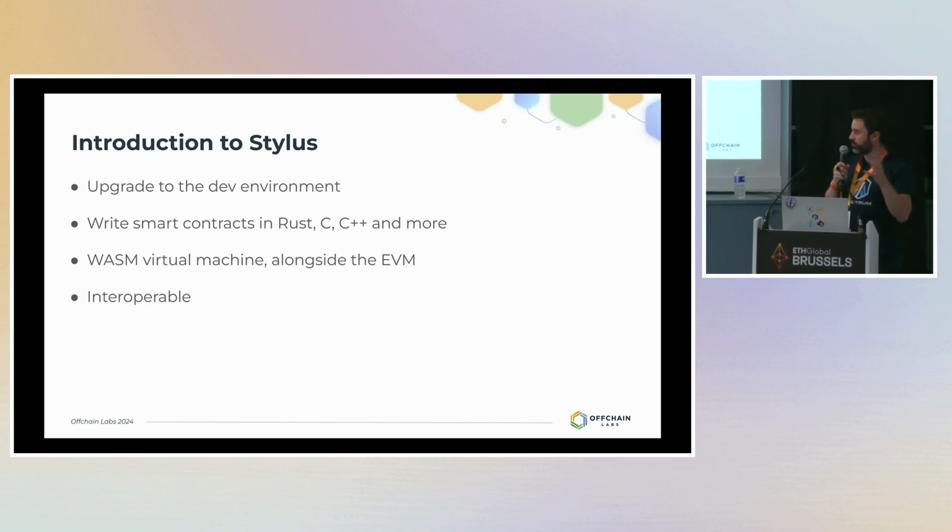The way this works is that Stylus activates a new virtual machine, different than the EVM, that executes WASM bytecode, right? And that virtual machine lives alongside the EVM, and they can talk to each other, right? So if you have a Stylus smart contract, it is executed in the WASM virtual machine, but from there you can call Solidity contracts that are executed in the EVM, and the other way around, okay? They are fully interoperable.